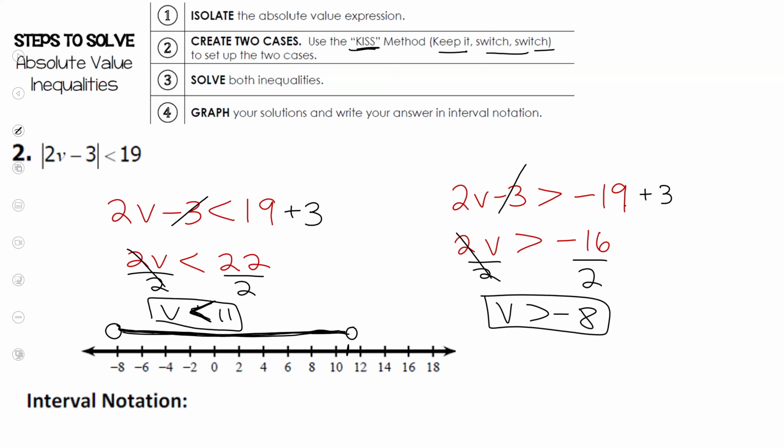Case 2. I'll show you. So the interval for this is -8 to 11.